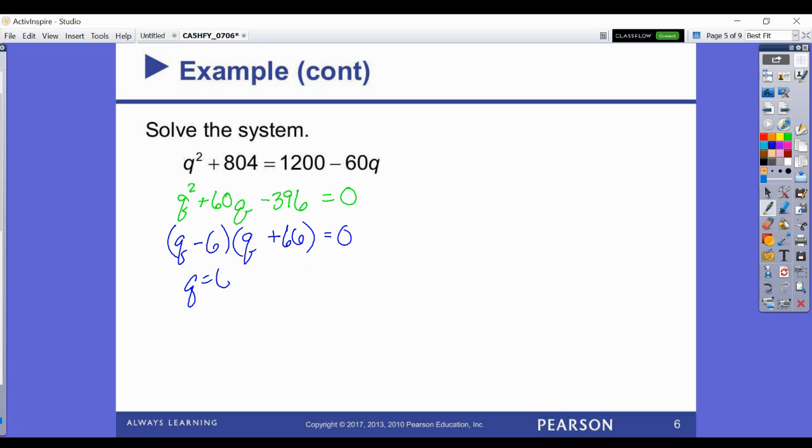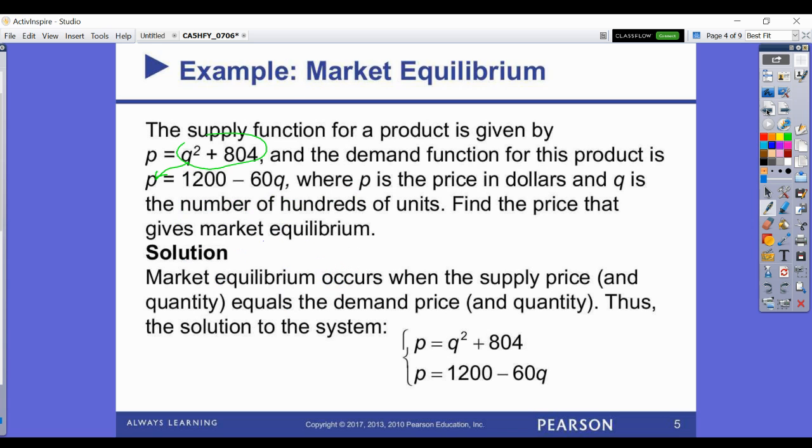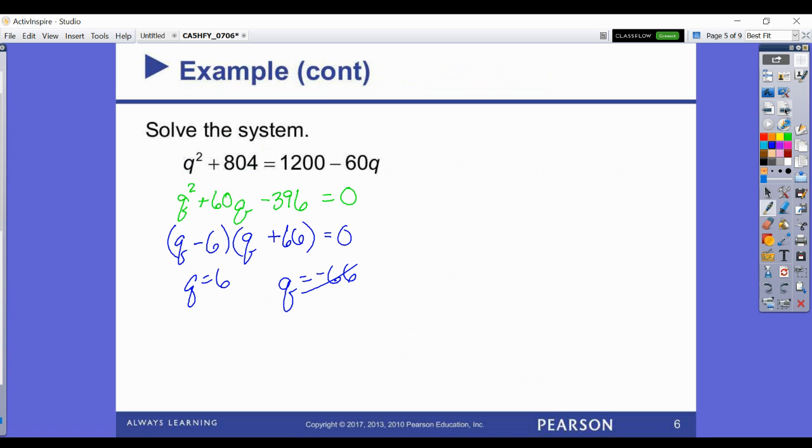So Q equals 6 or Q equals negative 66. Now, negative 66 is not going to be a reasonable answer for a quantity of a product. So Q would be 6, and then we can go back to the original equations and plug a 6 in here. So if you put 6 in here, you should get the same answer in both. So if you want to make sure you're right, you can put a 6 in the first equation and a 6 in the second equation and just double check. They both equal 840.